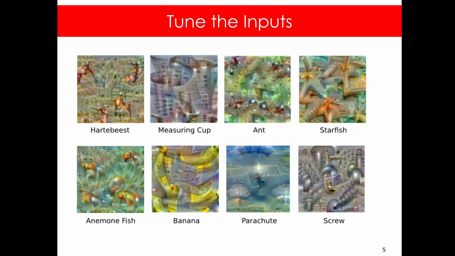Here, I'm showing results from the same experiment, except that here we selected different neurons on the last layer of the neural network. So, for example, if you choose that neuron on the last layer that corresponds to the ant class label, then we would get this image that maximizes the activation of that ant neuron in the last layer. Similarly, if we choose that neuron that corresponds to the starfish class label, then we would get this image. If we choose that neuron that corresponds to the class label parachute, then we would get this image.